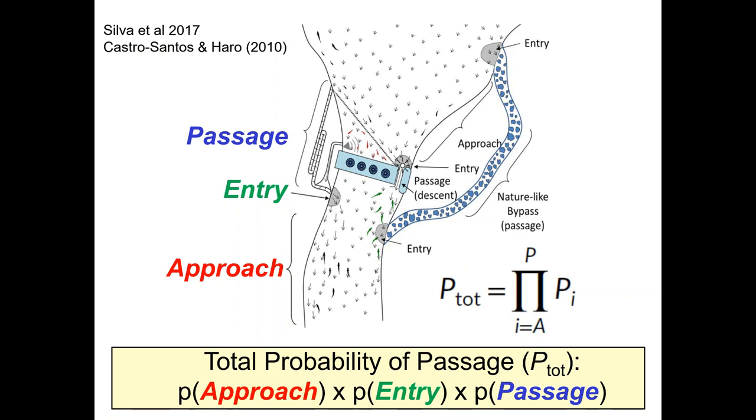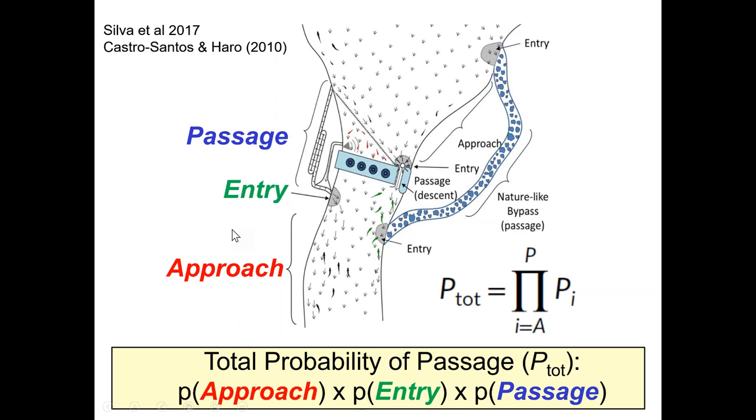Of course, the problem is that we don't have controls. It's very difficult to know what would be the control here. What could we use as the baseline to understand to what extent the barrier is impairing approach or impairing entry? And that's an unresolved issue.